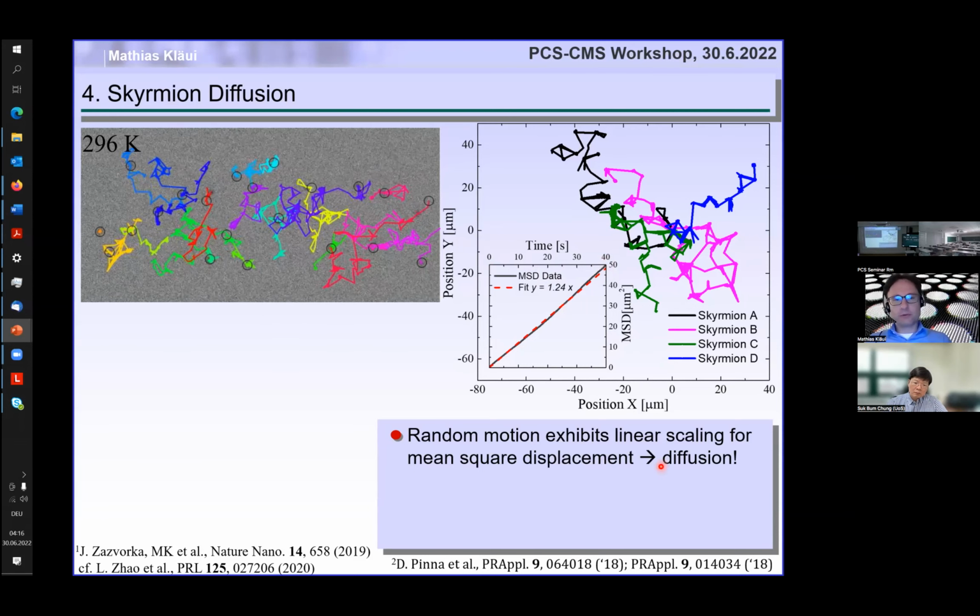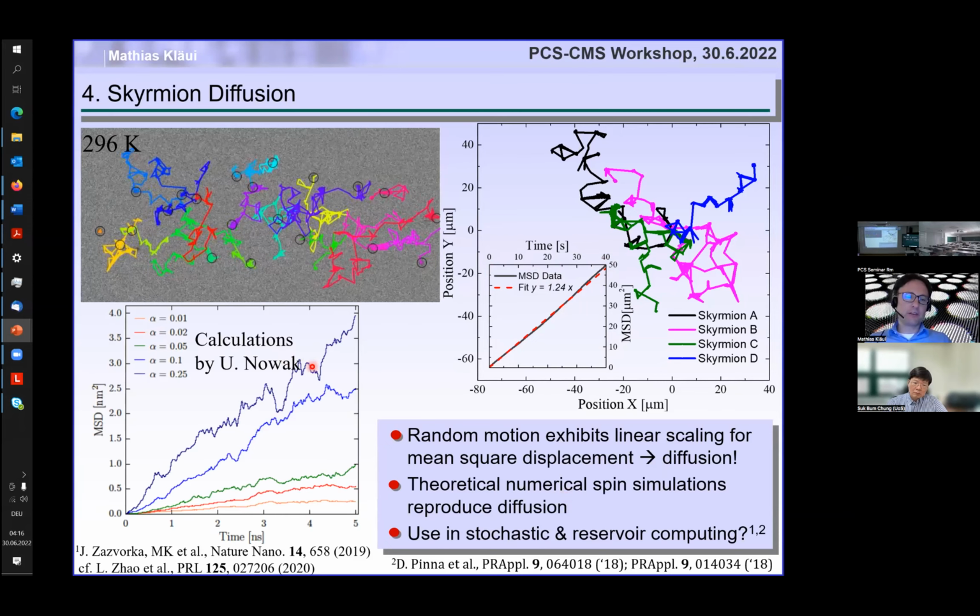This was also reproduced by atomistic spin dynamics simulations by the group of Oli Novak, and we published this jointly in this paper here, and later also some colleagues found similar results. Now, it was then actually predicted, and that's how I got into the business, that such thermal Skyrmion motion could be used in stochastic and reservoir computing. And so that's what motivated me to go into this field.